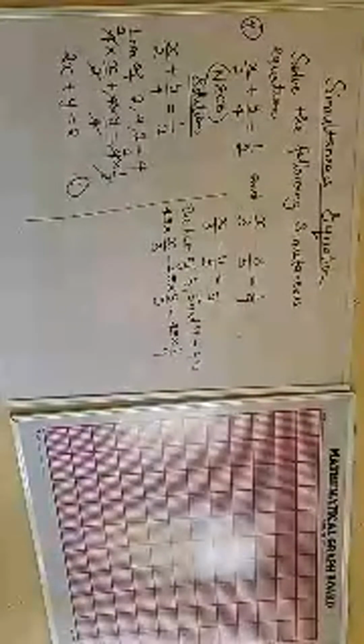So the LCM of 3, 5, and 9 is 45. So what we need to do is to use the LCM to multiply each of these terms, which simply means 45 times x over 3 minus 45 times y over 5 is equal to 45 times 1 over 9.